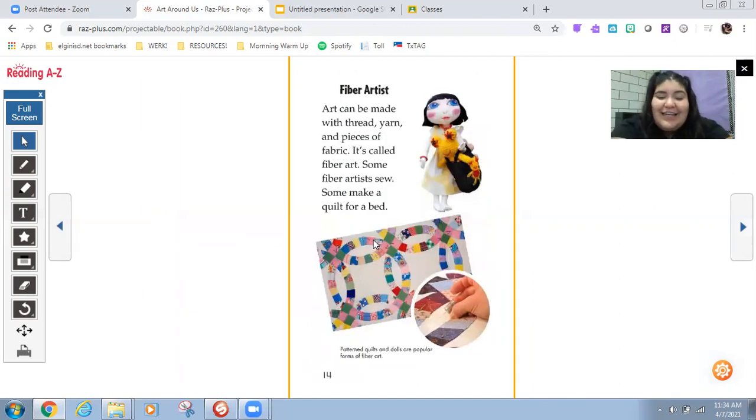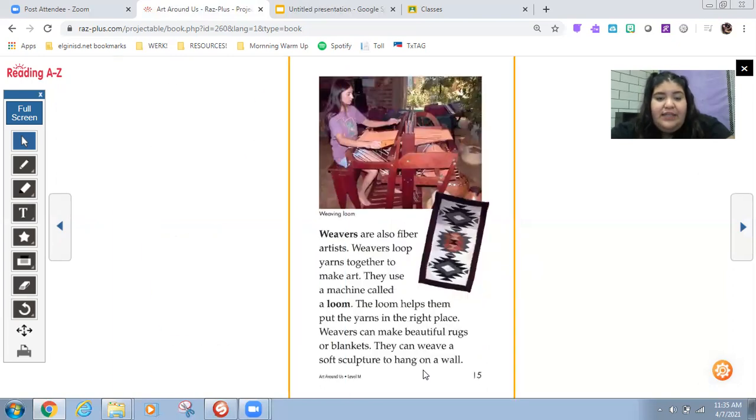Fiber artist. Art can be made with thread, yarn, and pieces of fabric. It's called fiber art. Some fiber artists sew. Some make a quilt for a bed. We look here, we see these pictures, and it says patterned quilts and dolls are popular forms of fiber art.